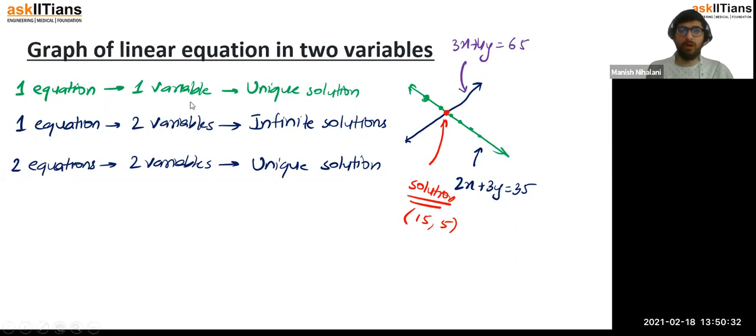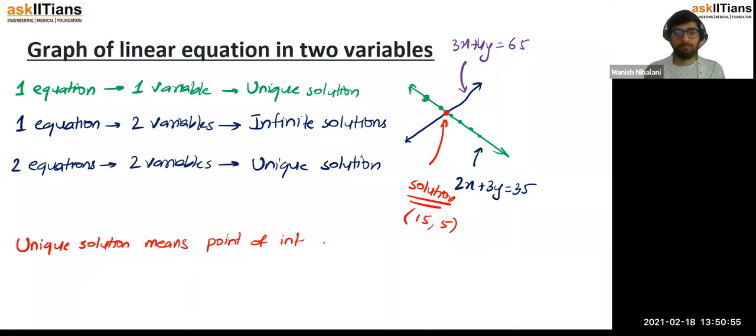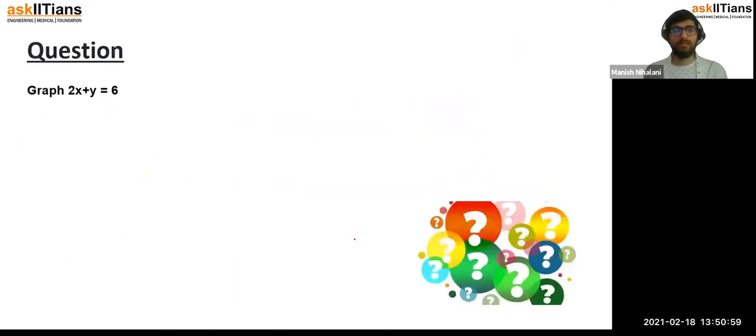I hope you all understood how the graph of a linear equation in two variables looks. It looks like a straight line, right? And its solution means the point of intersection. So unique solution means point of intersection, right? So now again it says graph this equation.